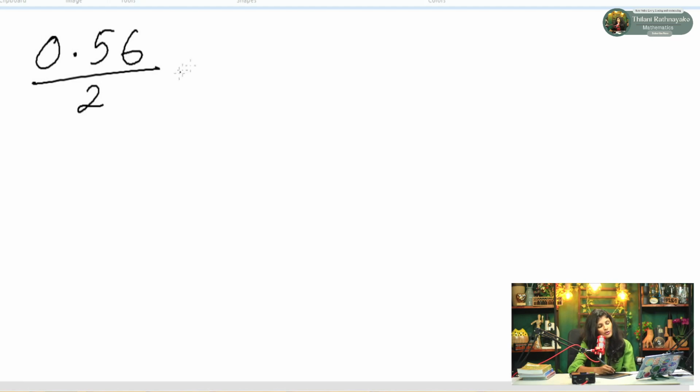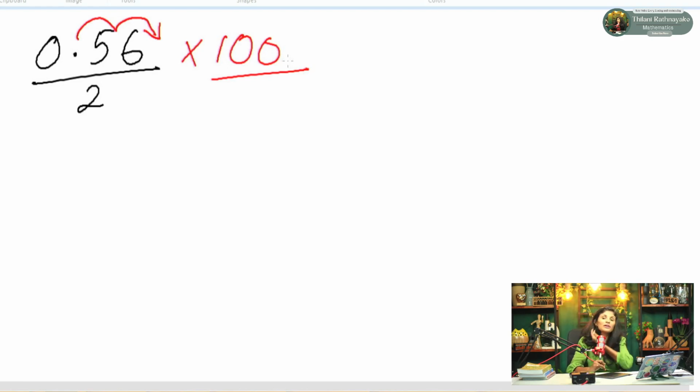So, to make 0.56 a whole number, what we have to do? We have to multiply by 100, right? Then the decimal place comes 2 places backwards. And if we do one thing to one side of a fraction, we have to do the same thing to the other side also. You know these theories, because we have discussed so many things in previous lessons. If you haven't checked those videos yet, you can check those in this same playlist.